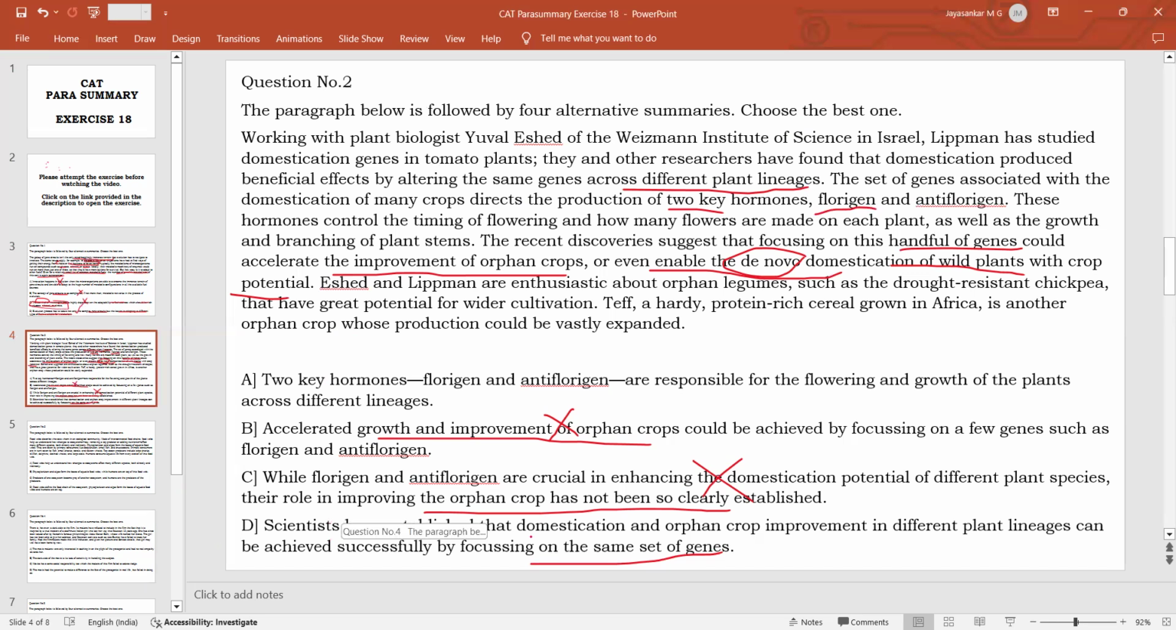This one, because it talks about domestication and orphan crop improvement in different plant lineages being achieved by successfully focusing on the same set of genes. Whereas option A is only talking about which hormones are responsible for the flowering and growth of plants across different lineages. It is only a part of the paragraph, whereas this option D talks about the gist of the entire paragraph in a specific manner. So A will not be the good summary, D is the better summary. So option D will be the answer.